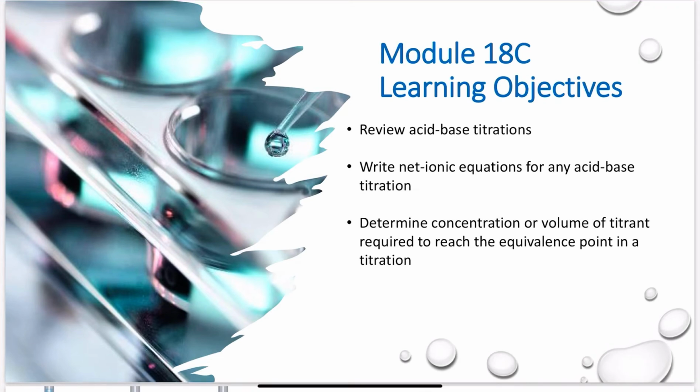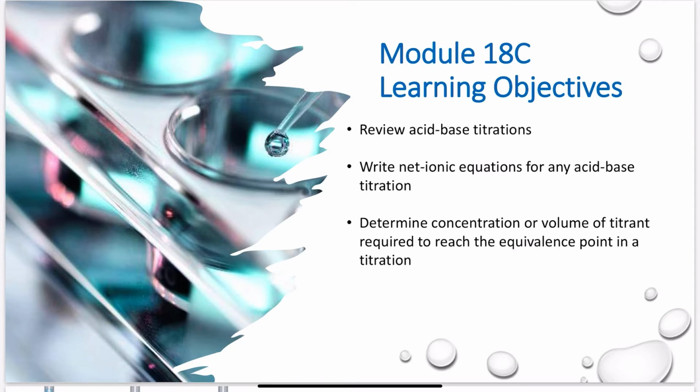In Module 18C, we want to do a brief review of acid-base titrations, working on writing net ionic equations for any acid-base titration, and determining the concentration or volume of titrant required to reach the equivalence point in a titration. After this, I've got 2 more modules that are pretty long, doing calculations of pH at different points within a titration curve. I have these split up because even the way they're split up, they can get pretty long. I cannot put all this together.